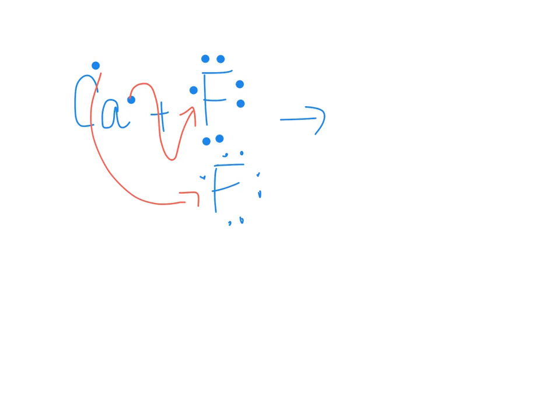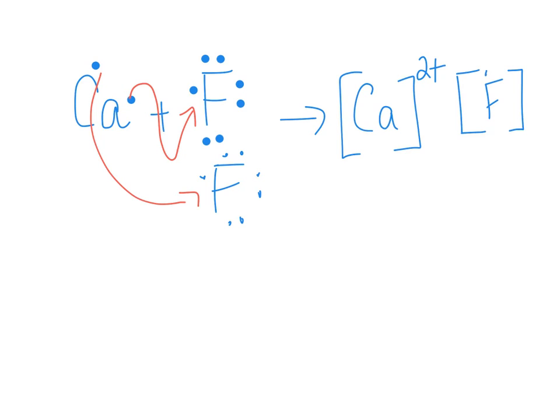Okay, so now calcium has given up both its valence electrons, so it has none. So now it has a +2 charge. Fluorine only took one, so it's still one negative, but we had to use two of them.